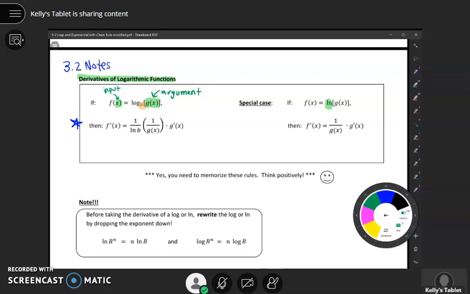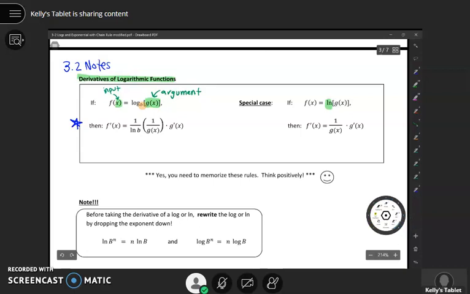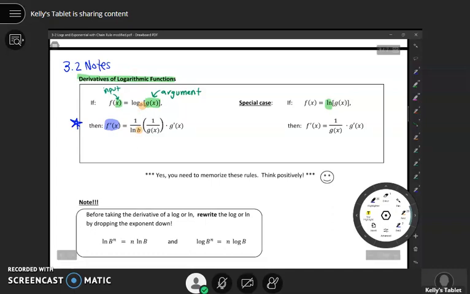So what does this rule say? It says, to find the derivative of a log function, we start by doing 1 over the natural log of whatever that constant base was. So that's the first piece of the derivative. Then we multiply by 1 over g of x. That was your argument. 1 over the argument.